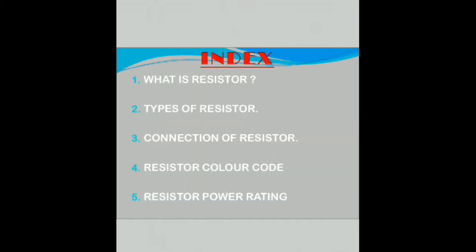So first, we are discussing what is the register, the types of registers, the connection of the register, the register color code, and the register power rating. Before going through this chapter, we will learn what is a register, what types of registers are available in our world, how the registers are connected, how we know the value of a register from the color code, and how we can calculate the power rating of a register.